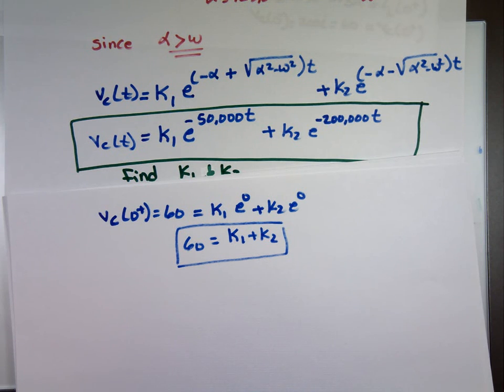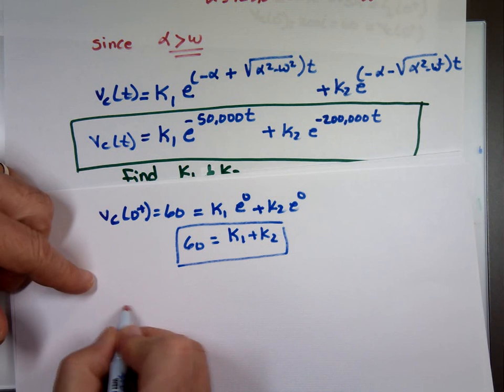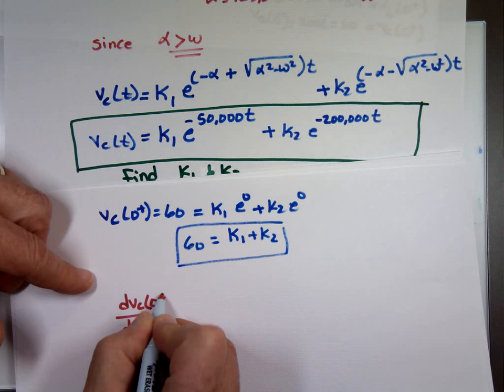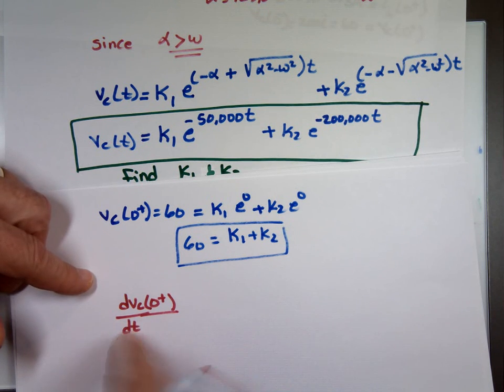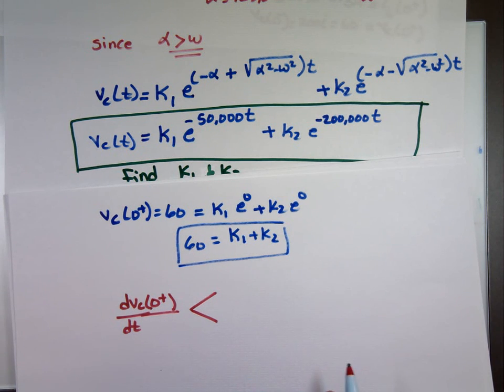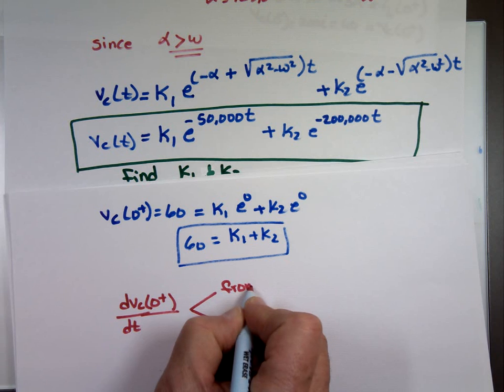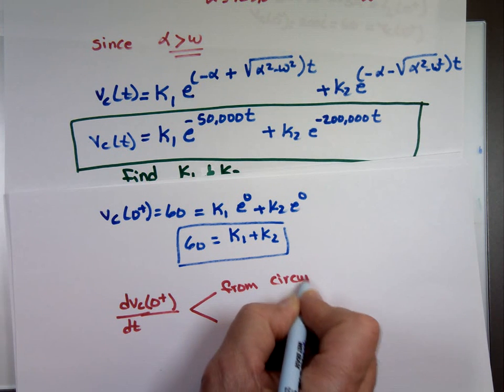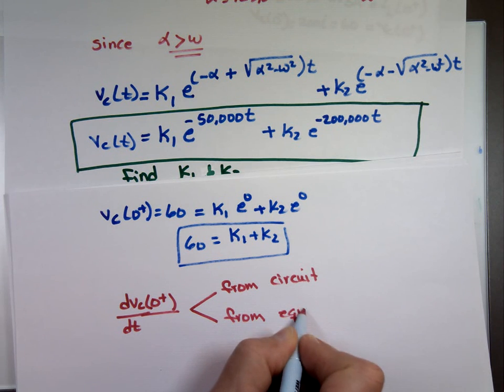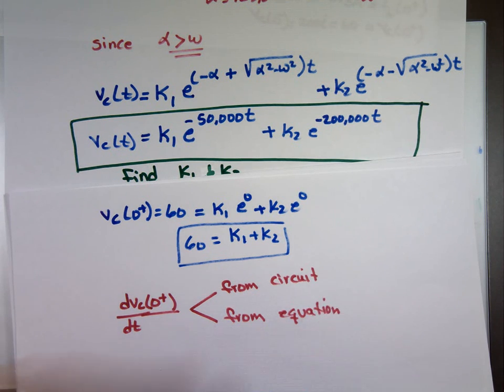To get the second equation, here we go. Let me write this one here. I need to find the derivative at 0. I need to know what the derivative is at 0, but I need it both ways. What do I mean by both ways? One from the circuit and one from the equation. And I will set them equal to each other, and that will give me my second equation. So this is EQ1.